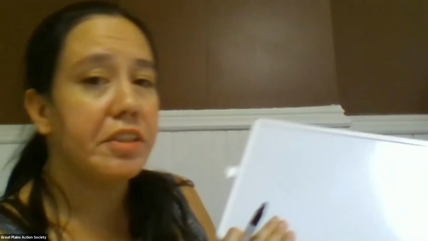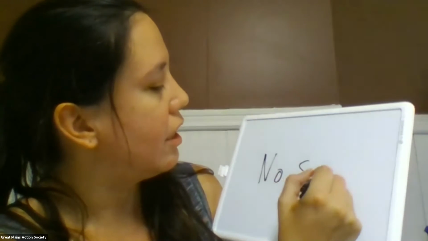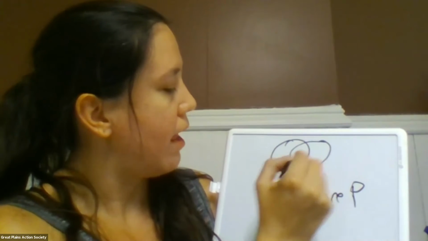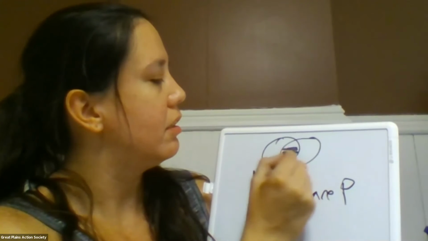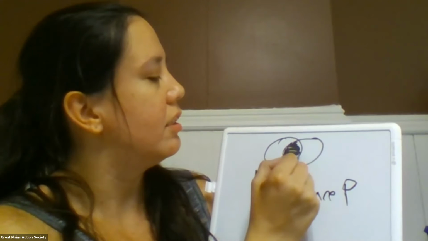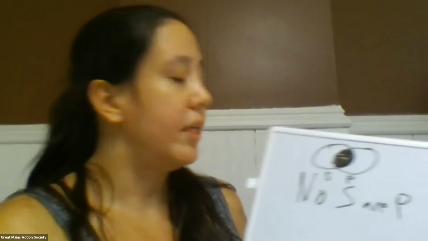That's the universal affirmative. The universal negative is no S are P, and we shade this area of overlap in. It tells us that there's nothing that is both an S and a P. No S are P.